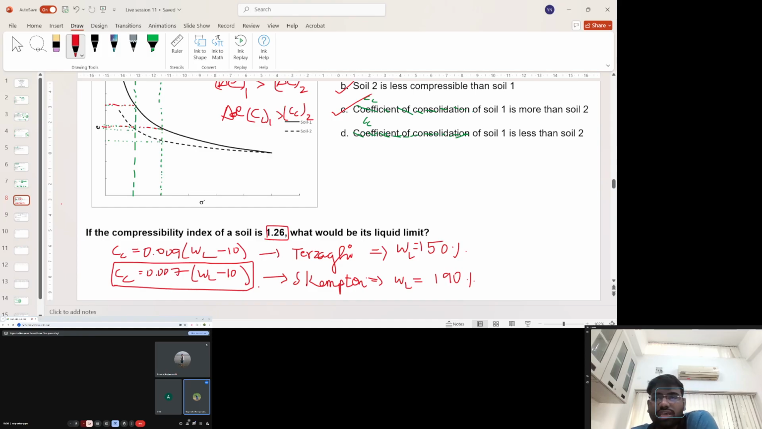In laboratory tests, usually preparing UDS in consolidation rings, obviously the sample will get slightly disturbed. So in those cases, as you said, Terzaghi's relation is valid for undisturbed, whereas Kempton's is for remolded. So if they don't mention, you can assume it as remolded and apply Kempton's one. Okay, sir, understood.